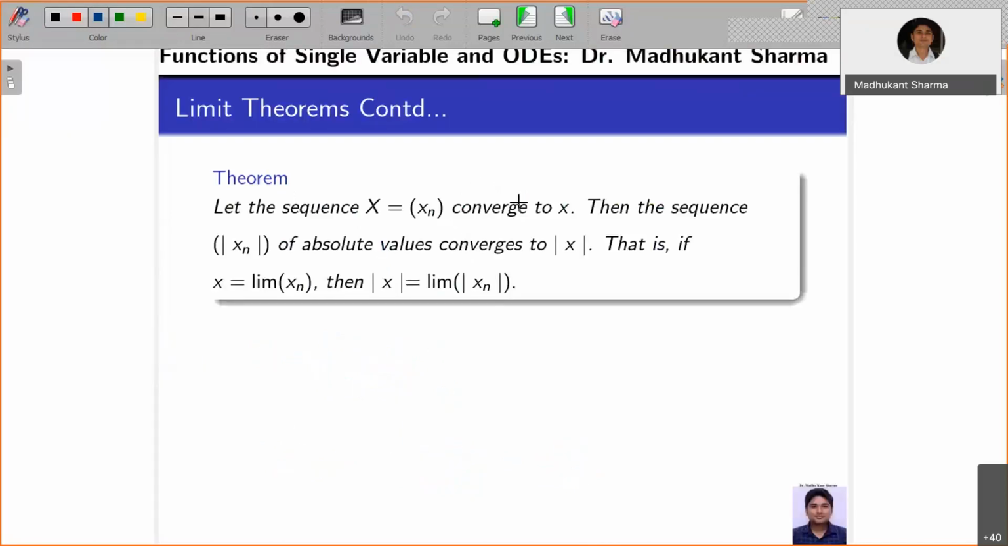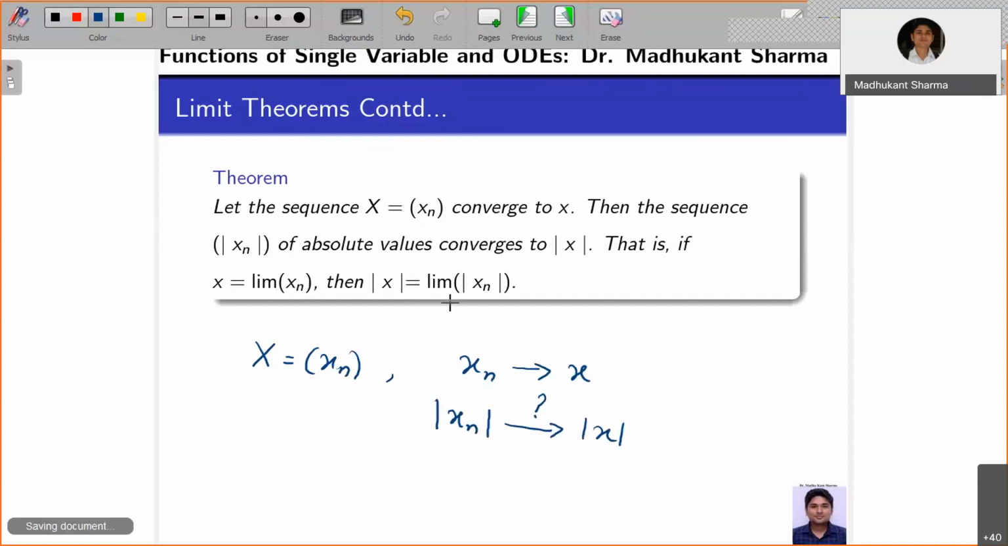Now let's talk about some more results. The absolute value of a sequence: when you have a convergent sequence, suppose the sequence xn converges to x. Then what will happen if you look at the modulus of each term? Does it converge to mod x? That result also holds true. The sequence mod xn of absolute values converges to mod x.